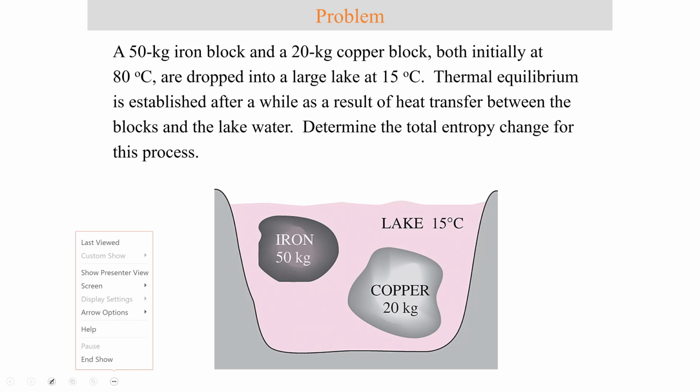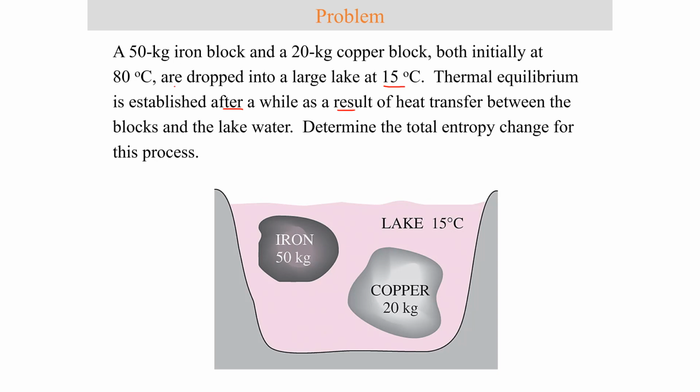Okay, let's go over a few example problems. In this example problem, a 50 kilogram iron block and a 20 kilogram copper block, both initially at 80 C, are dropped into a large lake at 15 C. Thermal equilibrium is established after a while as a result of heat transfer between the blocks and the lake water. Determine the total entropy change for this process.